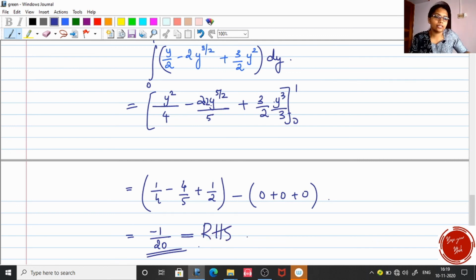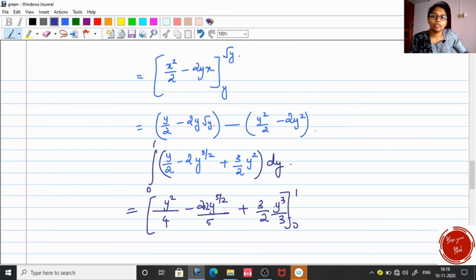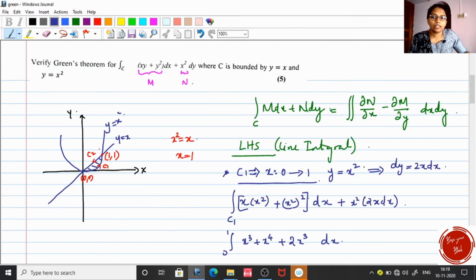Okay, hence Green's theorem is verified for this question. The question was, see a parabola and a straight line, the enclosed region satisfies Green's theorem for this equation xy plus y square dx plus x square dy.